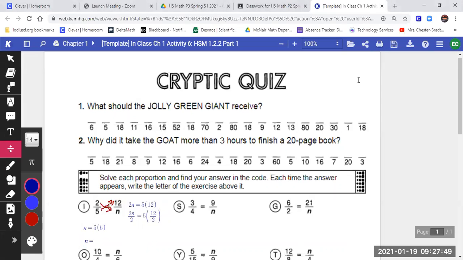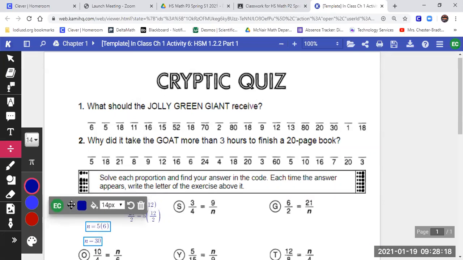My unknown is going to be equal to how much then? 5 times 6. No, not 6 itself. Yeah. So my n has to be 30. Now, what this worksheet says is solve each proportion, find your answer in the code, and each time the answer appears, write that letter above that number. So our number was 30.